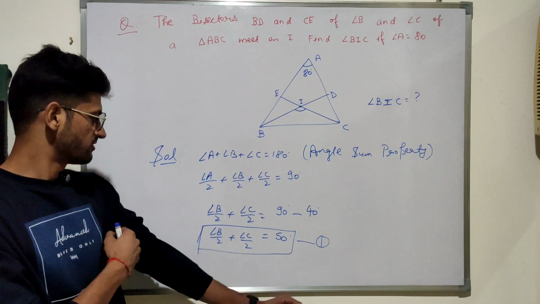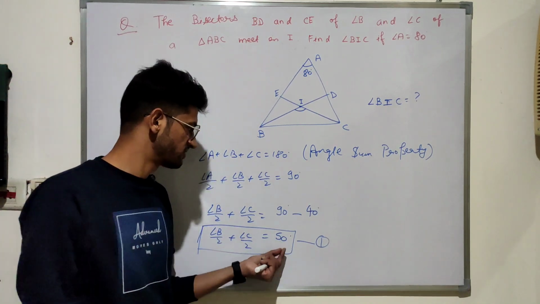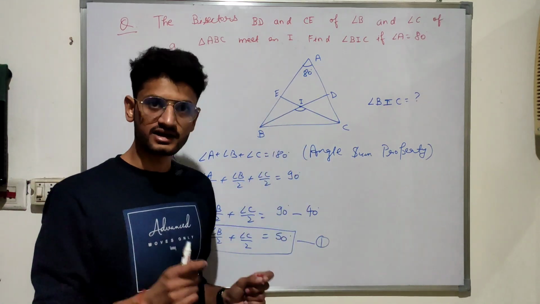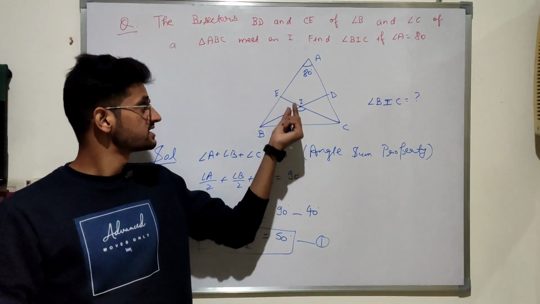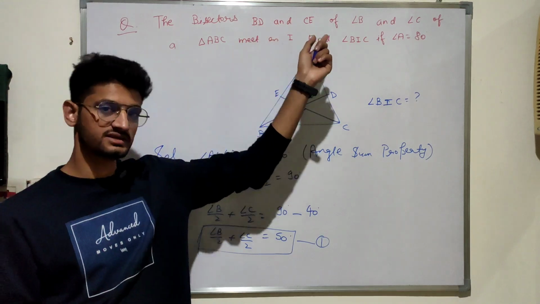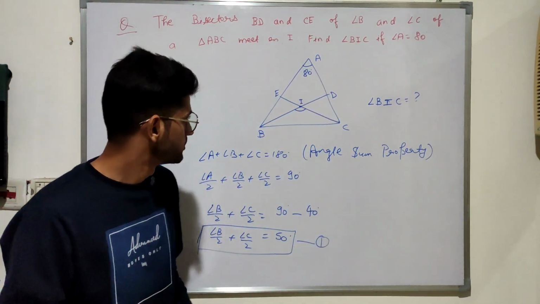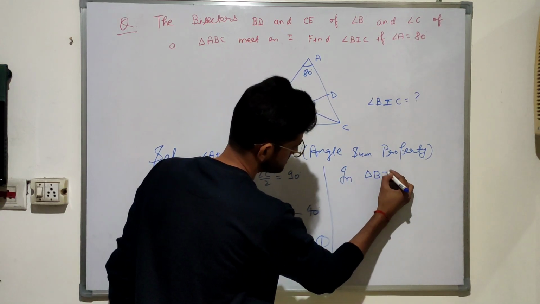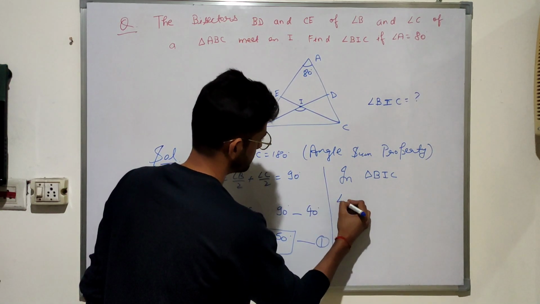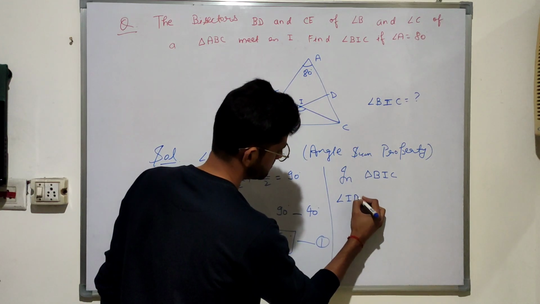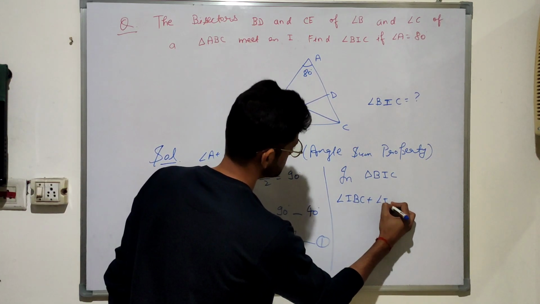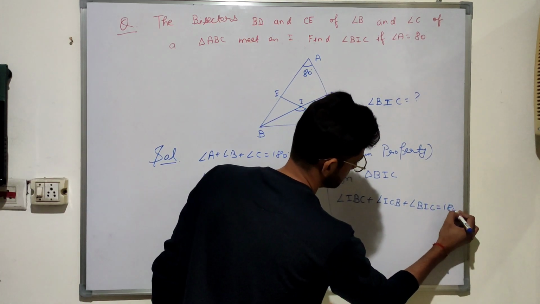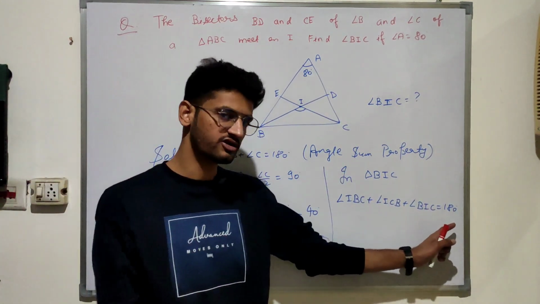So now we are aware that half of angle B plus half of angle C is equal to 50 degrees. As we know, BD and CE are internal angle bisectors, as already mentioned in the problem, the bisectors BD and CE. So in triangle BIC, we can write angle IBC plus angle ICB plus angle BIC is equal to 180 degrees, again using the angle sum property of a triangle.